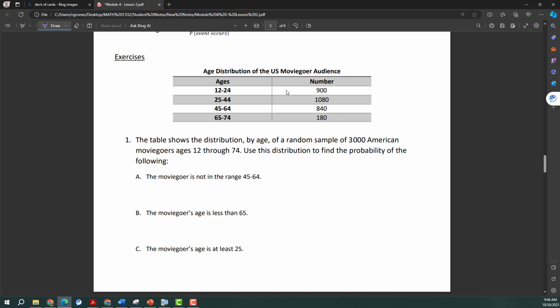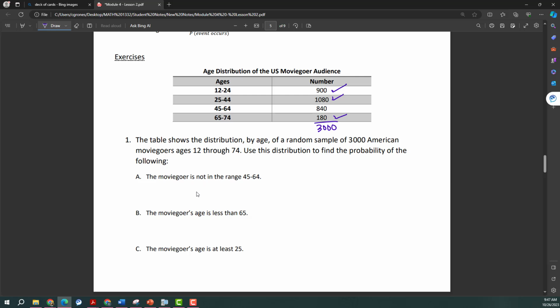So we have a total of 3,000. So I'm going to put 3,000 at the bottom. And we want the probability that the moviegoer is not in this 45 to 64 range. So that means that we want them in this one, and this one. So you can do this two ways. You can either add these three up, or you could subtract 3,000 minus 840. Either way, you're going to get the same thing.